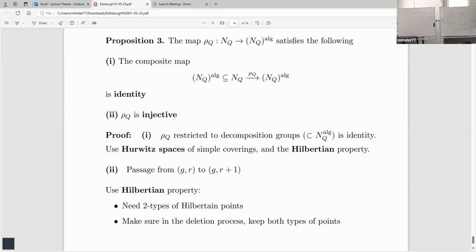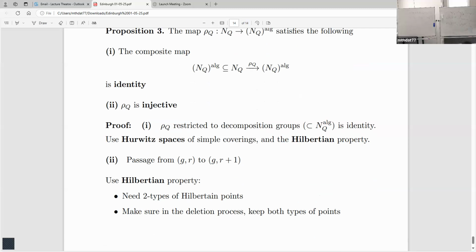Okay, the last point. What we want to show is that this map is just a section of this inclusion. So we want to show two things. First, this map is just a section of this inclusion. And second, we want to show that this map is injective. Right, so I'll say just these few words and then I stop.